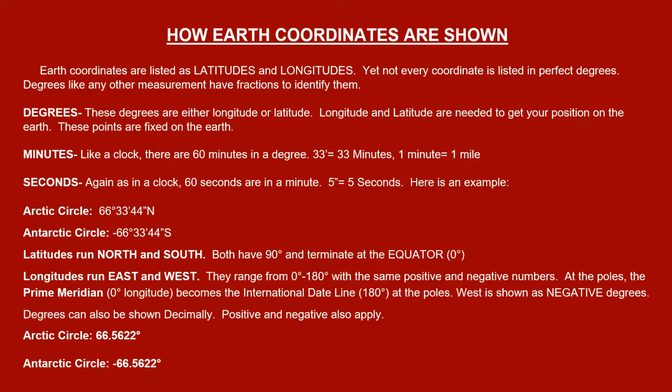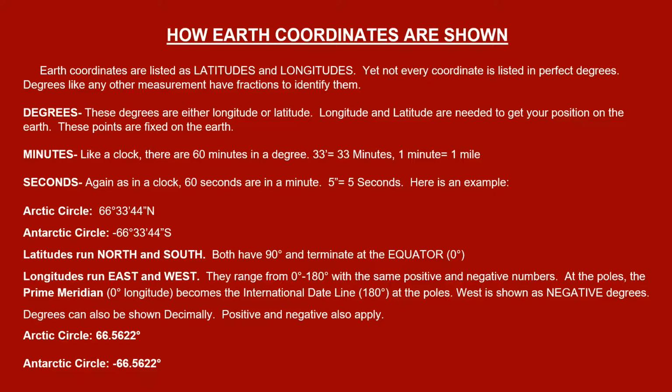Here's an example. We have the Arctic Circle at 66 degrees, 33 minutes, and 44 seconds north. And conversely, we show the Antarctic Circle at the same measurement, but it's a negative value. Latitudes run north and south. Both have 90 degrees and terminate at the equator, which is 0 degrees.